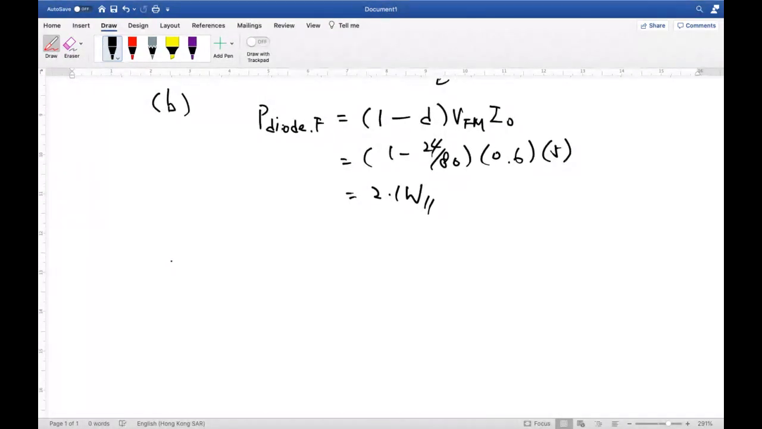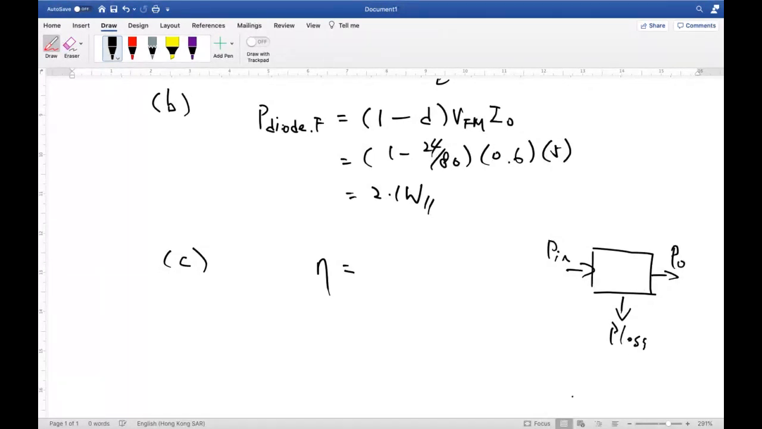Part C, if you don't remember the definition of the efficiency, you can refer back to one of the slides in topic 1. I cannot say it is easy, but we can recall like this, right? Do you still remember this one? This is in, this is out, and this is loss. So P in is equal to P naught plus P loss, and the definition here is the ratio of P naught and P in. So from this block diagram, the denominator should be P naught plus P loss.